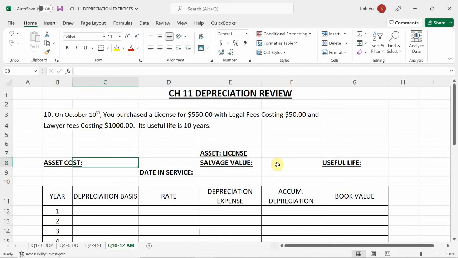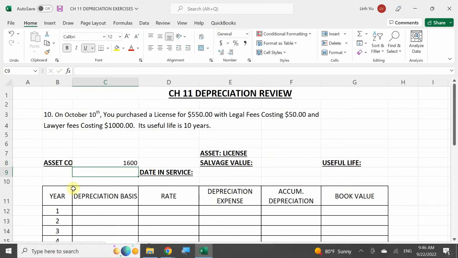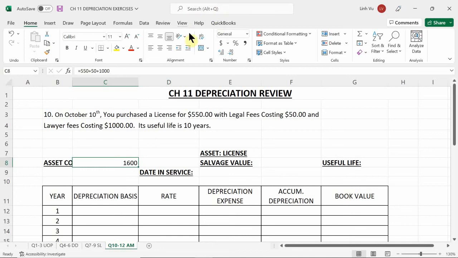1,600. Excuse me. You got $550 for the actual license itself. You had to pay $50 for the fees, the legal fees, and then you had to pay $1,000 for the lawyer. So in this case, 1,600 is correct. Right? Is there a salvage value?